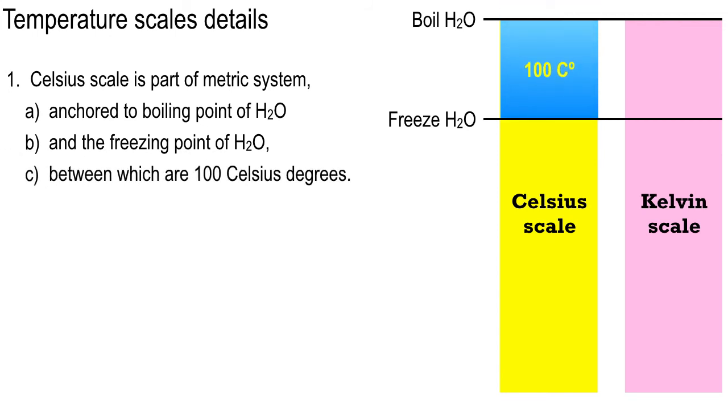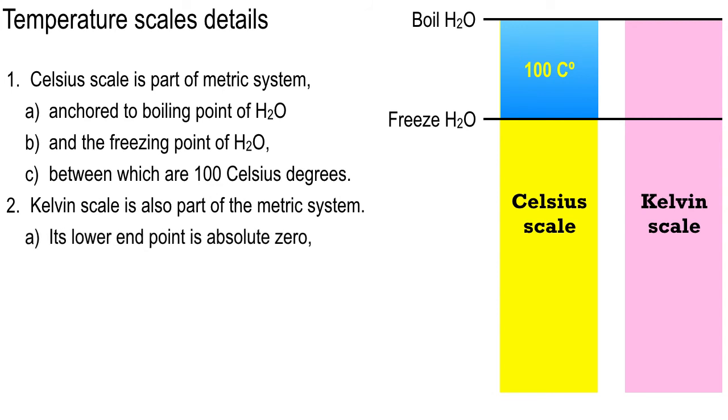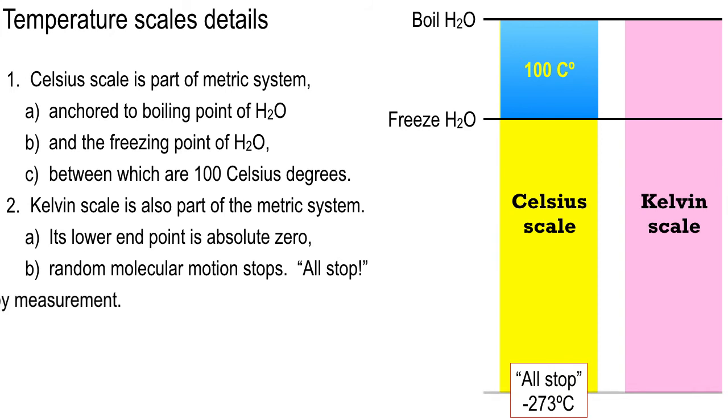And so 100 Celsius degrees in between them. Now, the Kelvin scale is also part of the metric system. So there's going to be 100 Kelvins up here between these two horizontal lines. But the lower end point of the Kelvin scale is going to be 0. All right? Or as we say, that's your absolute zero.